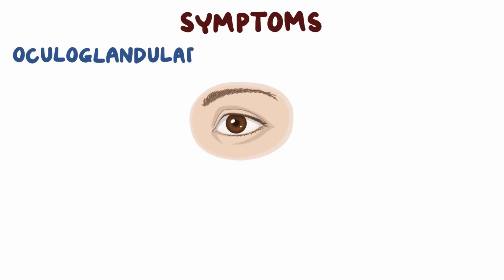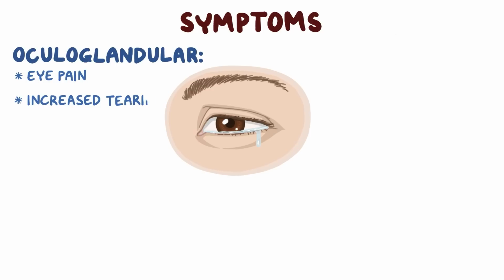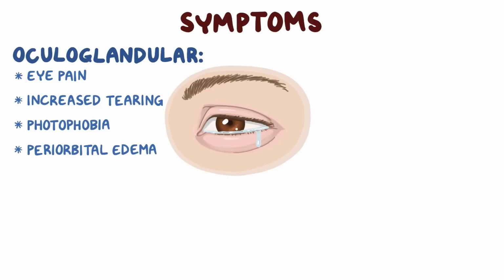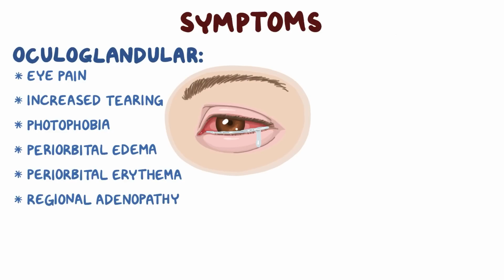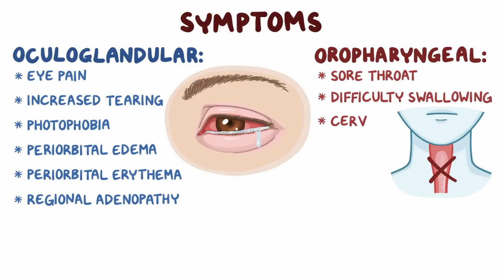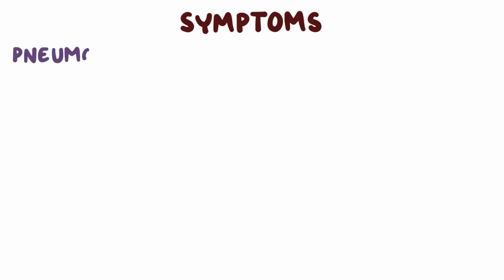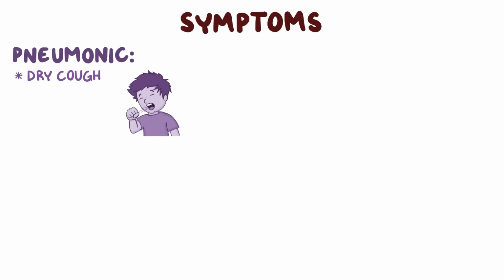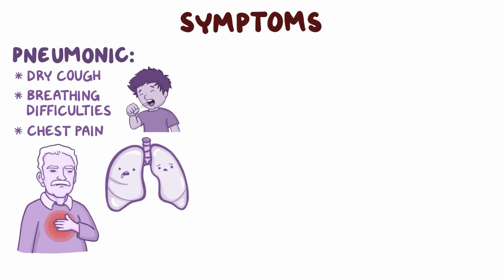With the oculoglandular form, there's eye pain, increased tearing, photophobia, which is eye pain due to light exposure, periorbital edema, which is swelling around the eyes, periorbital erythema, which is redness around the eyes, and regional adenopathy. With the oropharyngeal form, symptoms include a sore throat, difficulty swallowing, and cervical lymphadenopathy. The pneumonic form associates a dry cough, breathing difficulties, and chest pain.